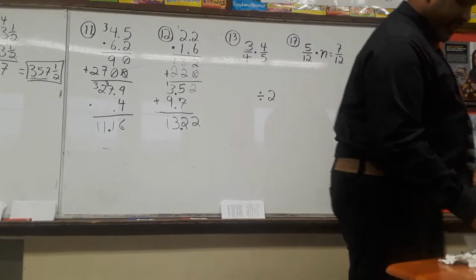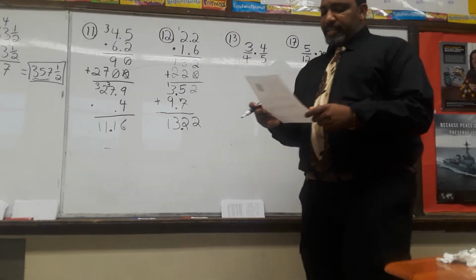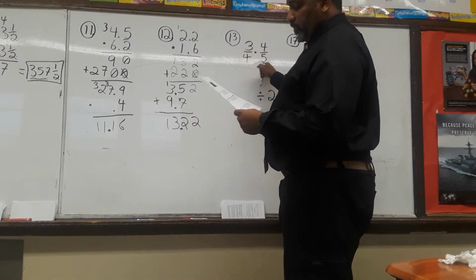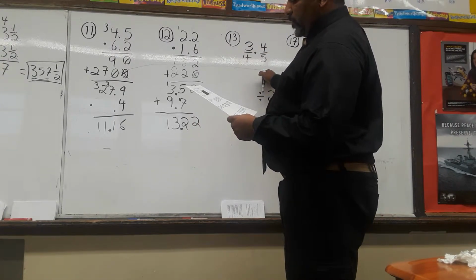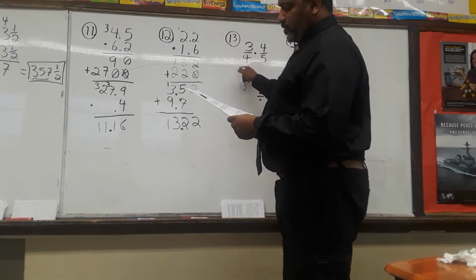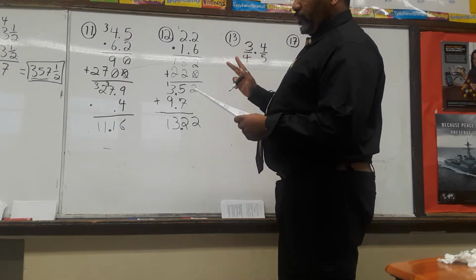For number 13, it says at the end of the party, 3/4 of a cup of dip is left. Jim divides 4/5 of the 3/4 between 2 friends.